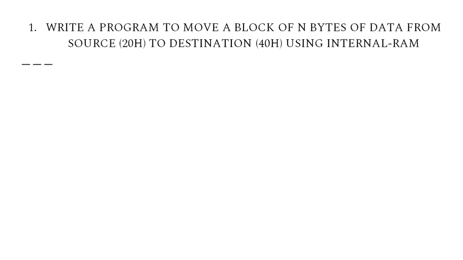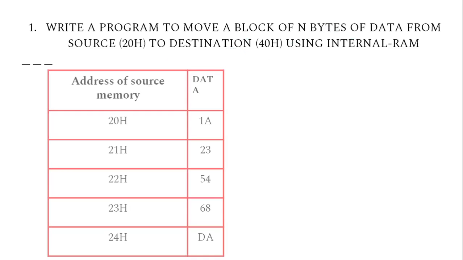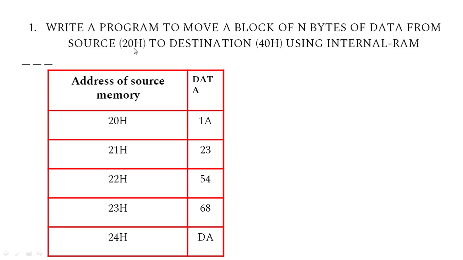Write a program to move a block of n bytes of data from source 20H to destination 40H using internal RAM. It means using internal memory. We are not using any external memory here. You just need to use internal memory, and they have given the addresses here. Source is 20H and destination is 40H. We need to write a program to move a block of n bytes of data from 20H to 40H. So we can easily understand this by having this block.